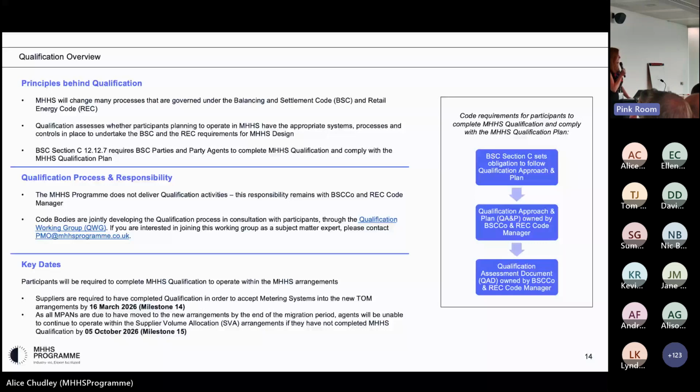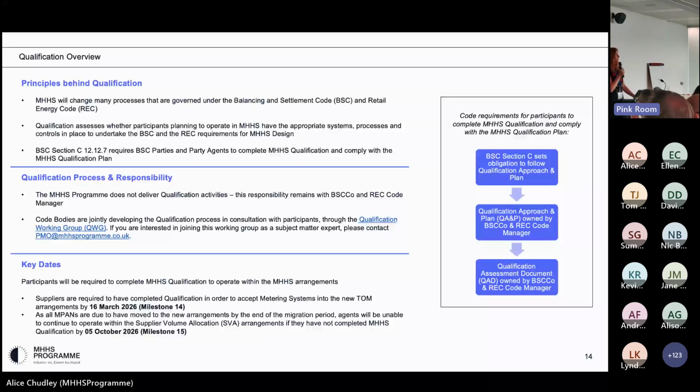We've been undertaking that through, we'll just wait for the feedback. We've been undertaking the development through the qualification working group, which meets once a month. It's always really nice hearing yourself.